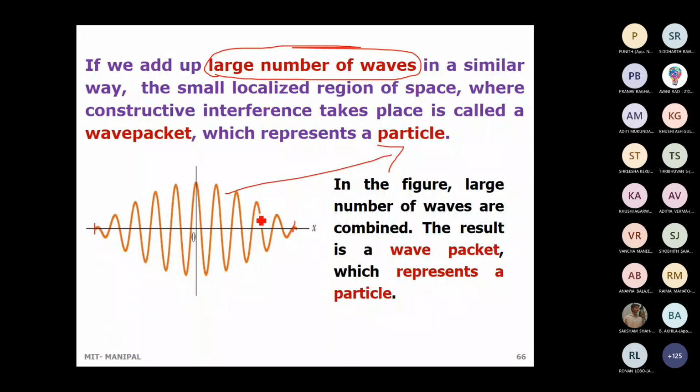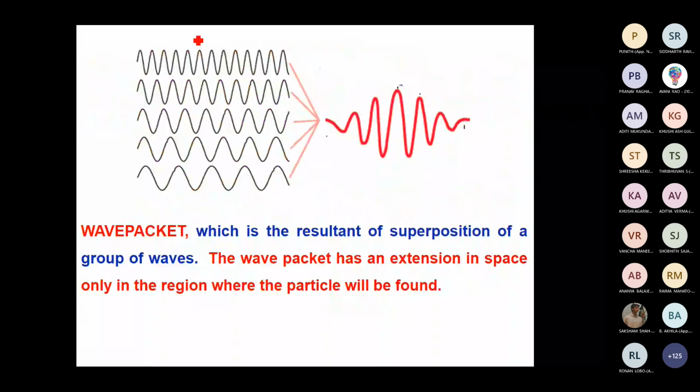You can see here, that's what has been shown. We have the different waves which are put together, combined to form a wave packet. So you may be wondering, what is a wave packet? A wave packet is the resultant of superposition of a group of waves of slightly varying frequencies. This wave packet has an extension in space only where the particle is found. So if I say this is the region, the particle is found somewhere in this region.